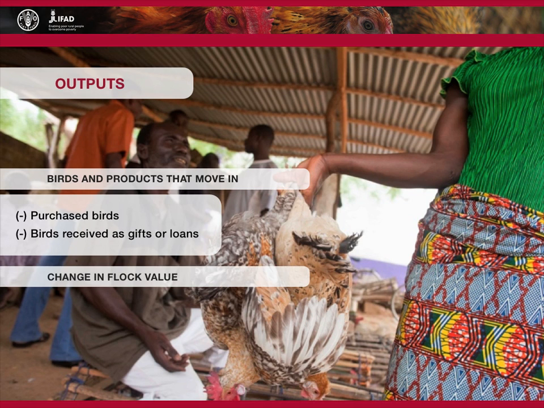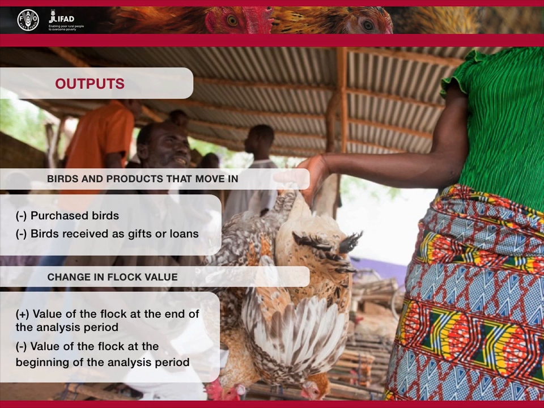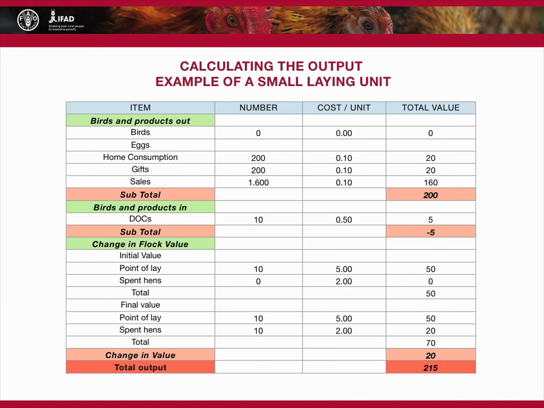The change in flock value takes into account the monetary value of the flock at the end of the analysis period, and the monetary value of the flock at the beginning of the analysis period. In this example, we calculate the output of a small laying unit.